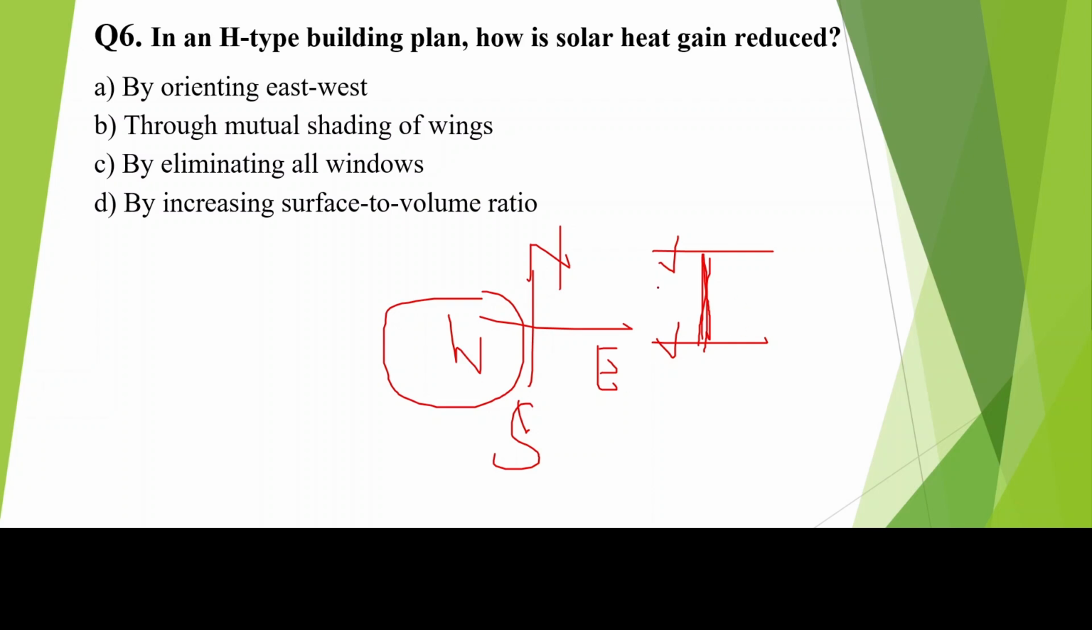At that time you will need to reduce the intensity of solar radiation passing through it. So with the help of this H type of building plan, through the mutual shading of the wings, you can reduce the solar heat gain. I hope this is clear now. So let's move to the next question, question number 7.